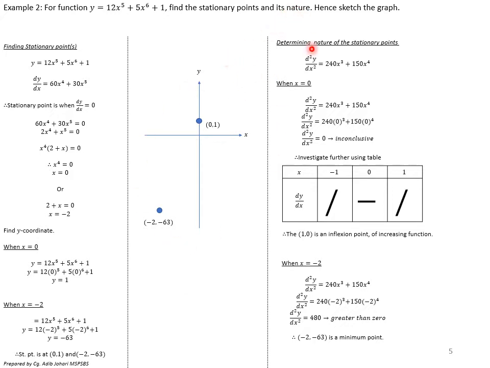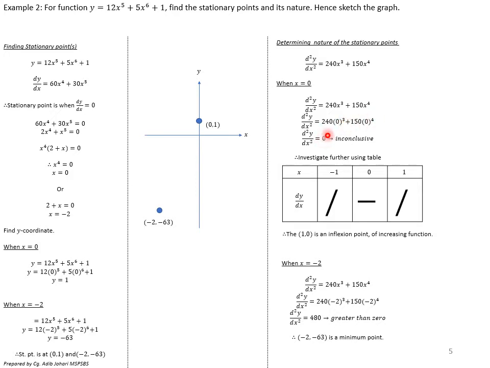Next, you want to find the nature. How do you find the nature? Using the second differentiation test. So you have dy over dx. If you differentiate this further, I get d squared y over dx squared. Right, so for the first point, when x equals 0, when I substitute it into d squared y over dx squared, I get 0.